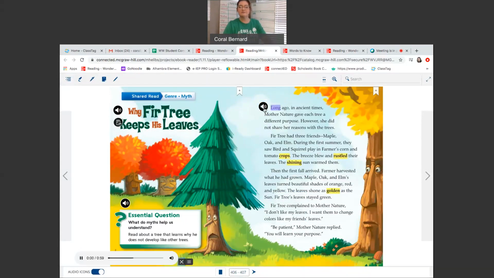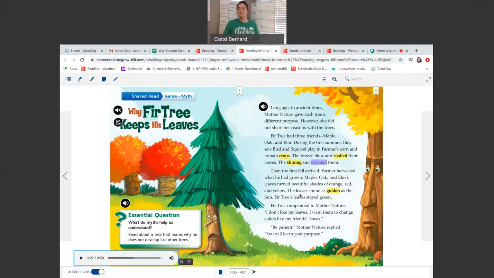Long ago, in ancient times, Mother Nature gave each tree a different purpose. However, she did not share her reasons with the trees. Fir Tree had 3 friends: maple, oak, and elm. During the first summer, they saw bird and squirrel play in farmers' corn and tomato crops. The breeze blew and rustled their leaves. The shining sun.